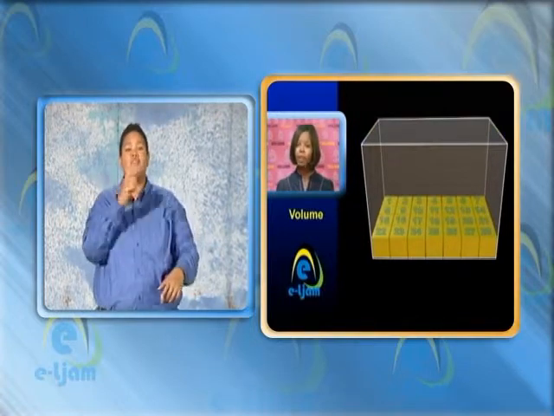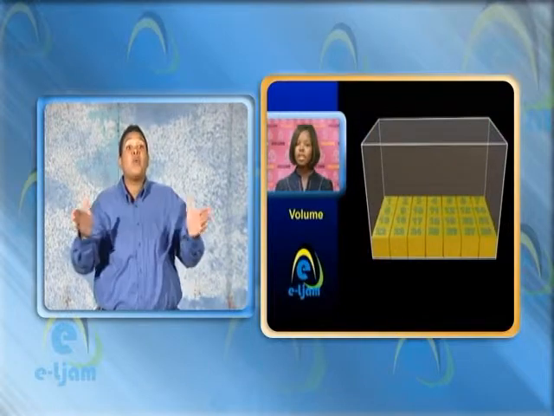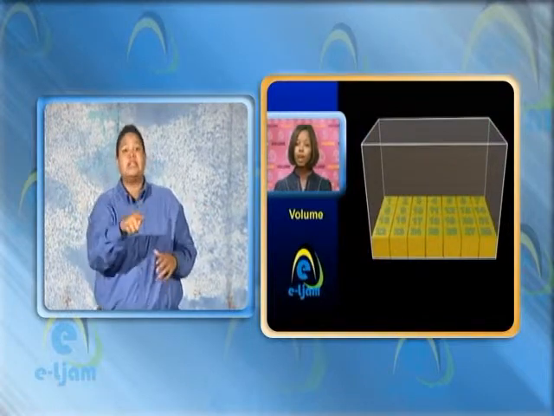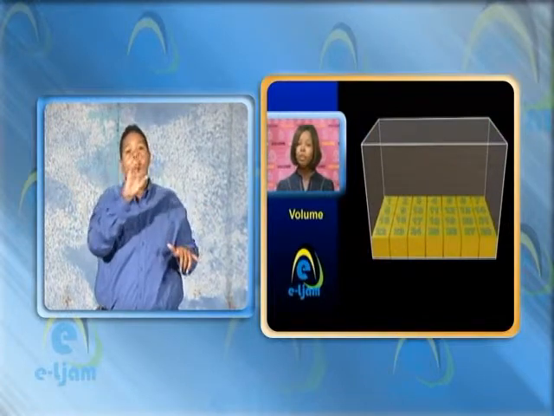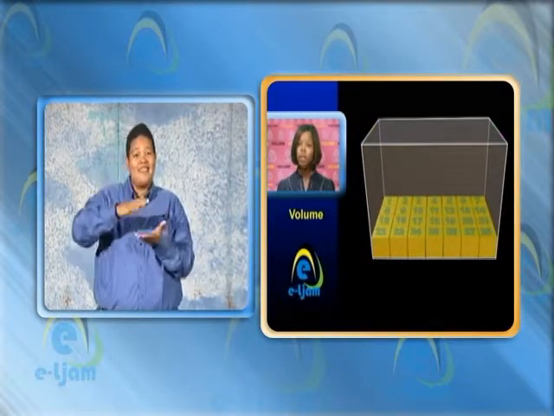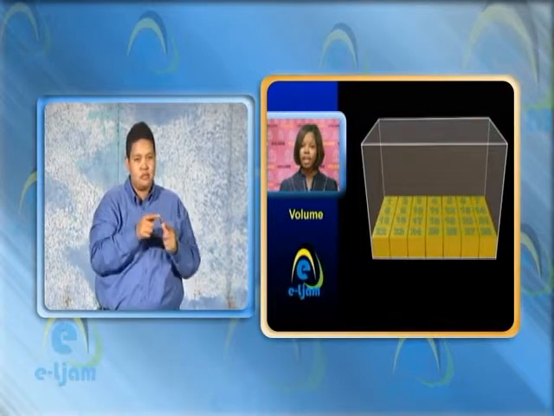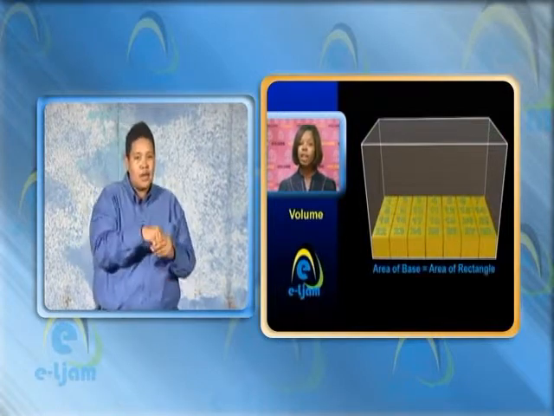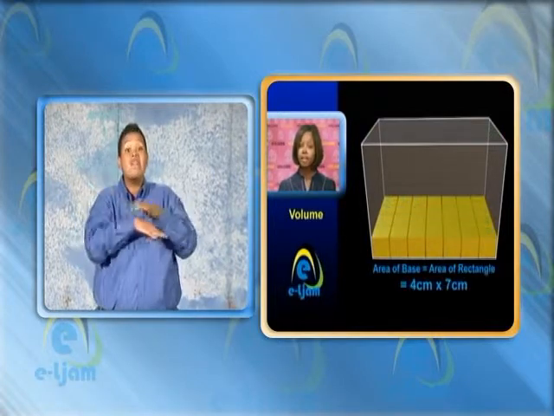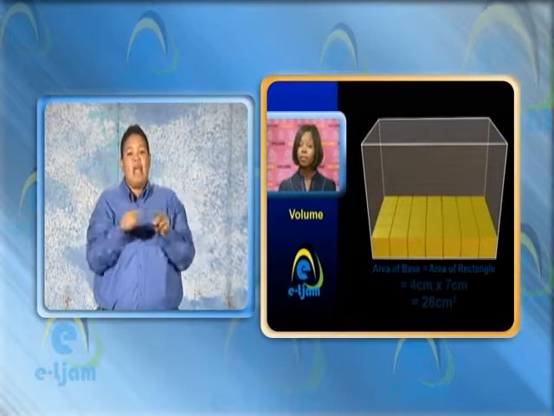Since the length along these cubes is 7 units and the width is 4 units, this layer of cubes measures rows and columns that are 7 units by 4 units. So we know that there are 28 unit cubes in this layer. This is also how we find the area of the base, which is a rectangle, length times width.